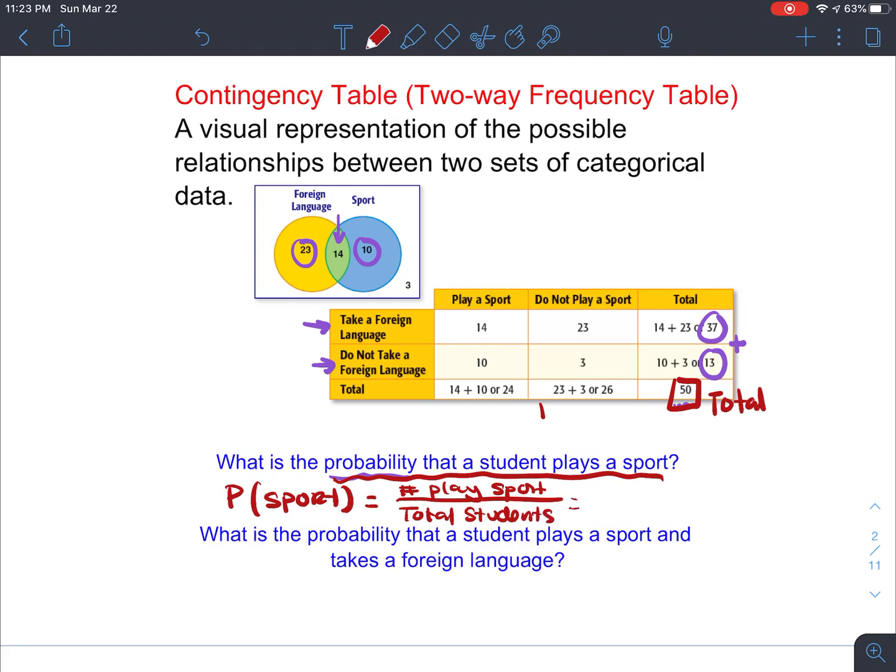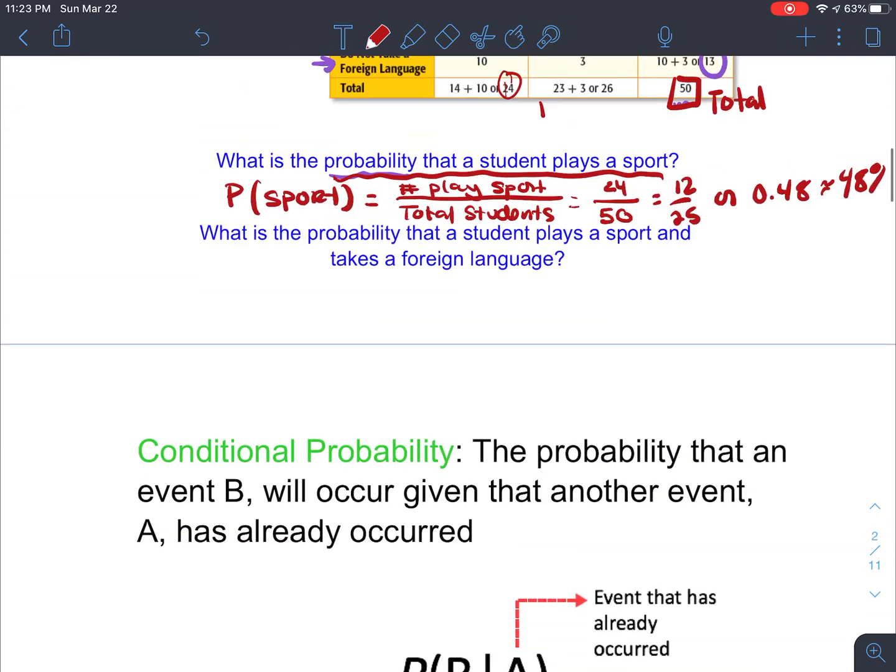So how many total students play a sport? Well, we have this column right here representing that with the number 24 as the total, all over 50 total students. So if you want to represent that in its most reduced form, we would get 12 over 25, or 0.48, which we know could be represented as 48%.